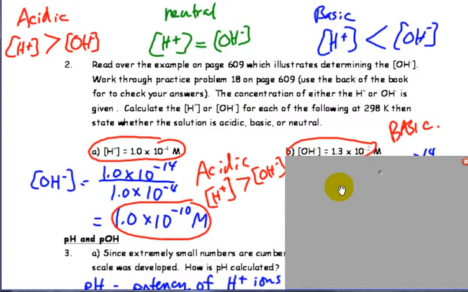Okay, maybe pause the video. You try this one now. This time it's vice versa. You're given hydroxide ion. You figure out hydrogen ion concentration.